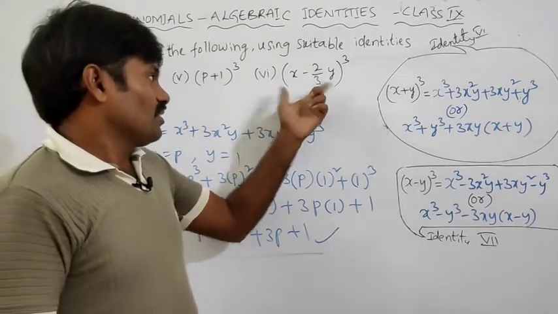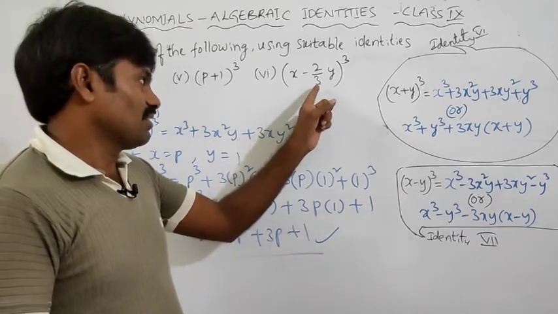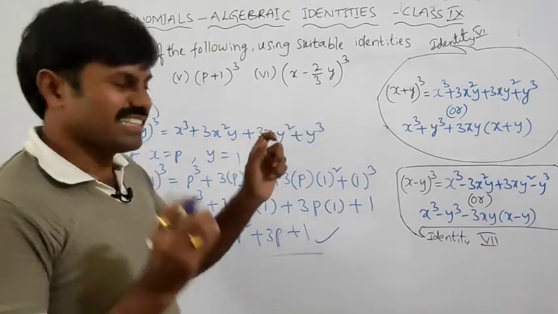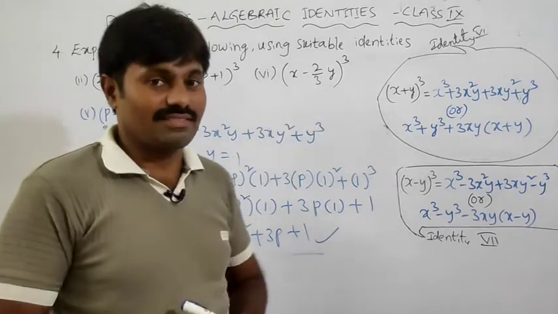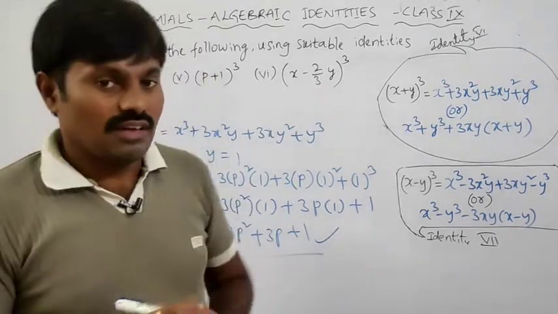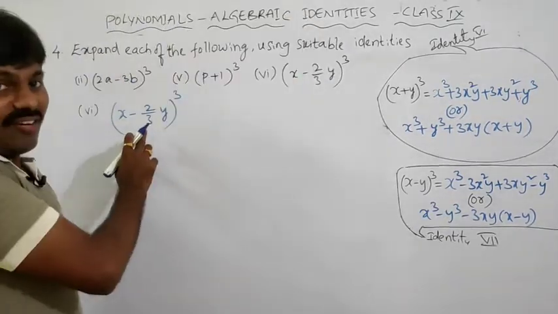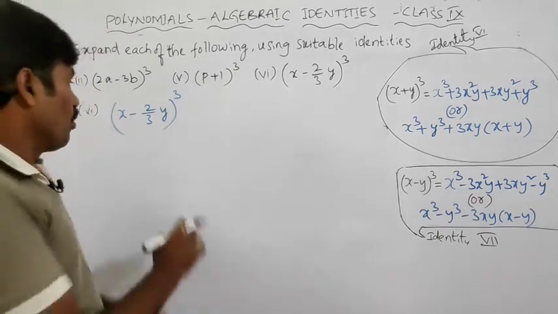Now (x minus 2 by 3y) whole cube. Here it is a little tricky for us, a little difficult, because 2 by 3 is a fraction here. So the simplification is a little more difficult than the previous one. Of course, it is easy for us. We will solve it in an easy way. Okay. Now (x minus 2 by 3y) whole cube.